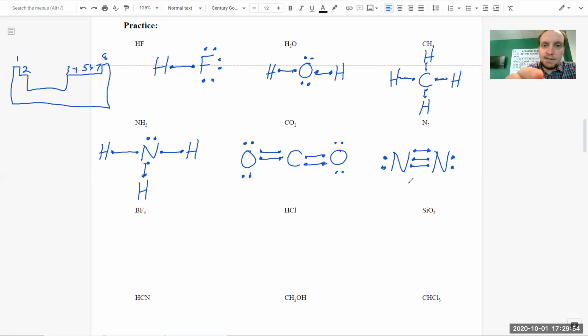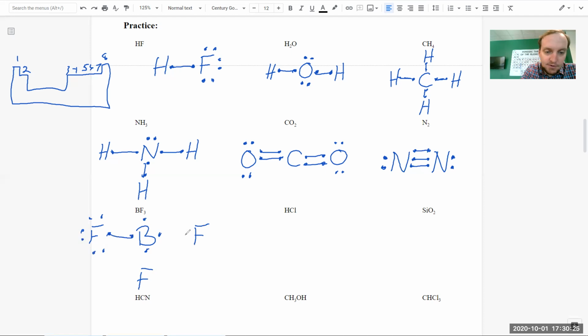All right, the next one we have is BF3. Again, we would say that is boron trifluoride. So there's only one boron, so clearly it goes in the middle. And then we have 3 fluorines. So I'm going to put those in different directions. Boron, again, has 4 valence electrons. 1, 2, 3, 4. This is interesting. 1, 2, 3, 4, 5, 6, 7.